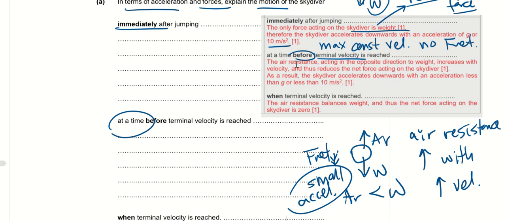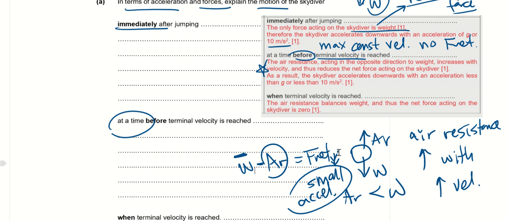So let's look at the answer. The air resistance, acting in the opposite direction to weight, increases with velocity. This is something that you need to know. Therefore it reduces the net force acting on the skydiver. My F net is now W minus air resistance. The weight is constant, and air resistance will increase as the velocity increases, so my F net will become smaller. However, if there's still F net, there is still acceleration.